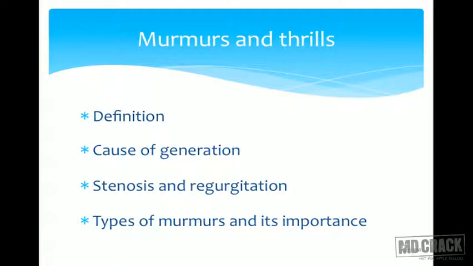Apart from the heart sounds, if any other abnormal sounds are heard, they are called murmurs. And these murmurs are useful to diagnose some of the conditions. So what is the definition of murmur? The abnormal heart sound. Murmurs and thrill. What is thrill? A palpable murmur is called a thrill. Now again, what causes the generation of the abnormal sound? The turbulence that is created in some abnormal situation, such as stenosis or regurgitation of the valve.